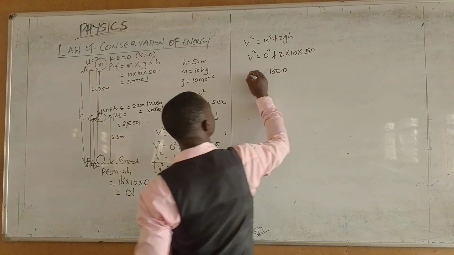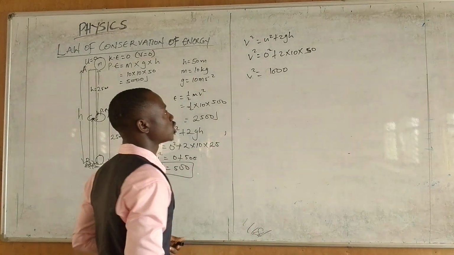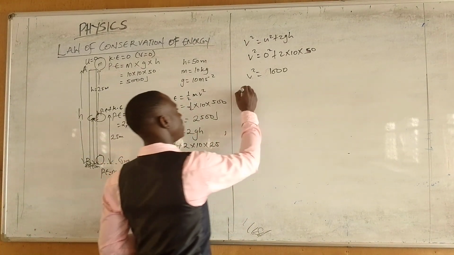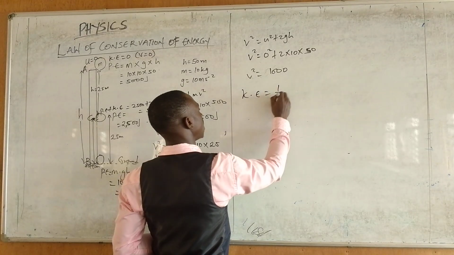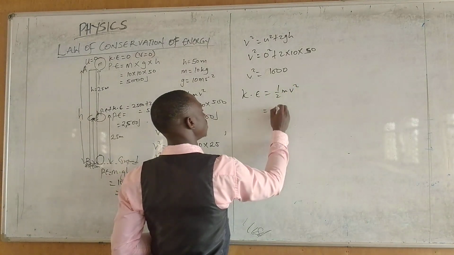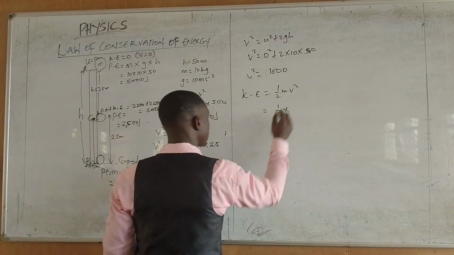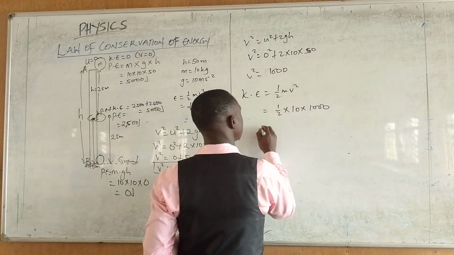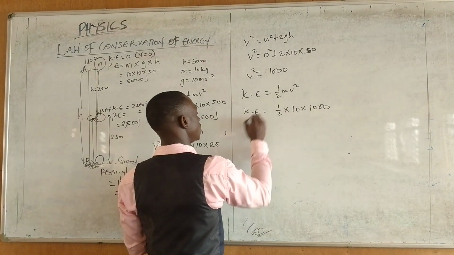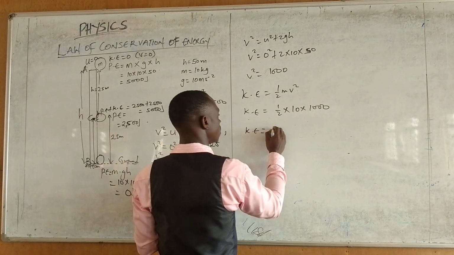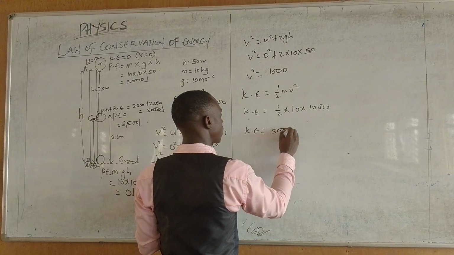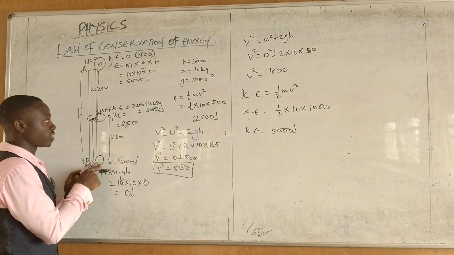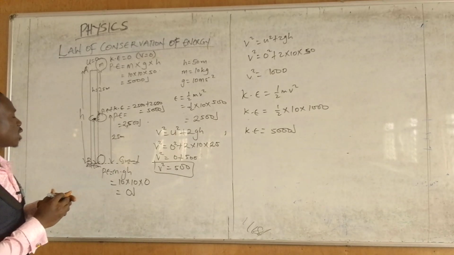So we have V squared equal to 1000. So what is now my KE? KE will now be half mv squared. That's half times the mass, 10, times V squared, 1000. So if you calculate, KE is going to be equal to 5,000 joules. So you can see that our total energy here is still 5,000 joules.